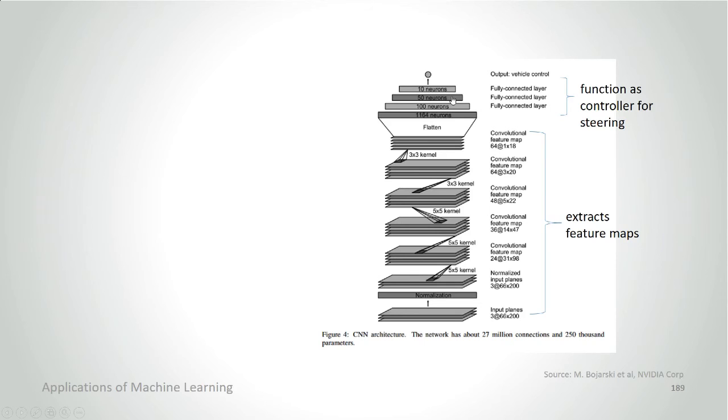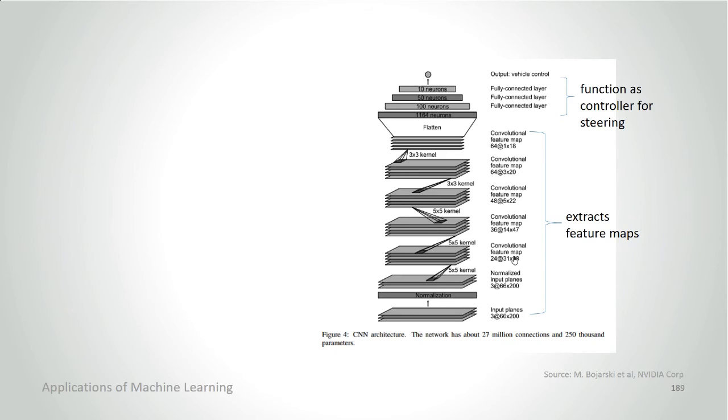You also have 3 fully interconnected layers that sit on top of the convolutional net. They're used for controlling the steering. You have a normalization layer down here, which normalizes the data, and you have an input layer and the output, which is the command to steer. You can see this network has 27 million connections and about 250,000 parameters.